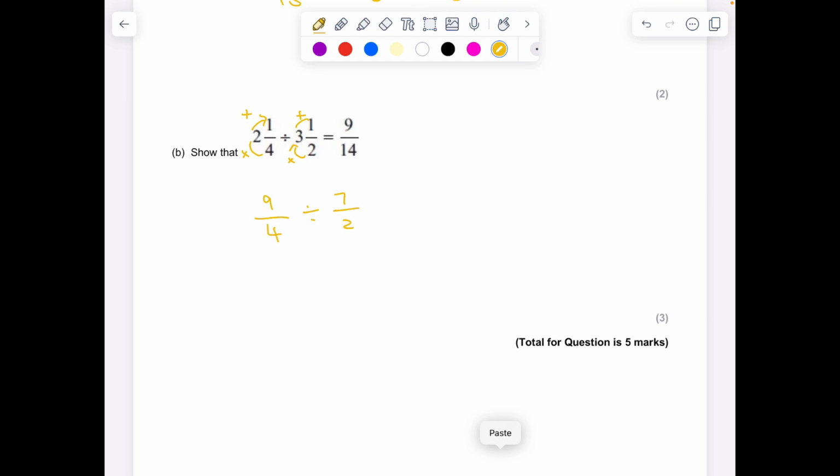So remember, leave it, change it, the sign, and flip the second fraction. So we're going to leave it as 9 quarters, the first one, change the sign to a multiplication sign, and flip the second fraction so that the 2 is on top and the 7 is on the bottom. And now you can work it out. 9 times 2 is 18, over 4 times 7, which is 28.